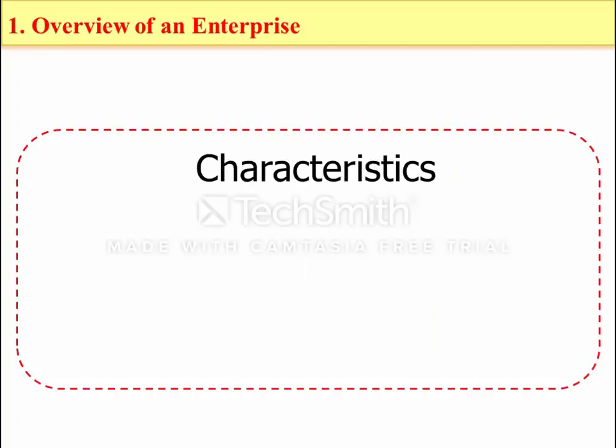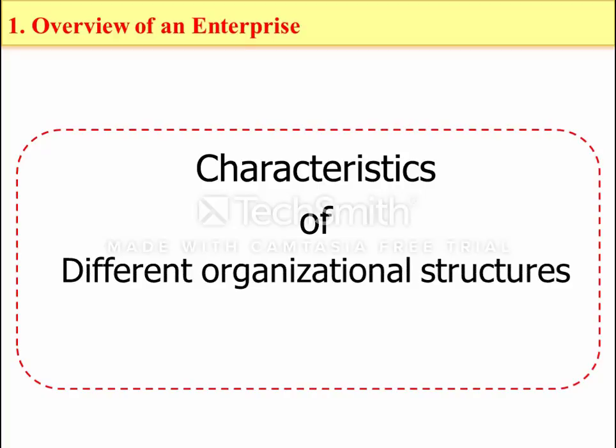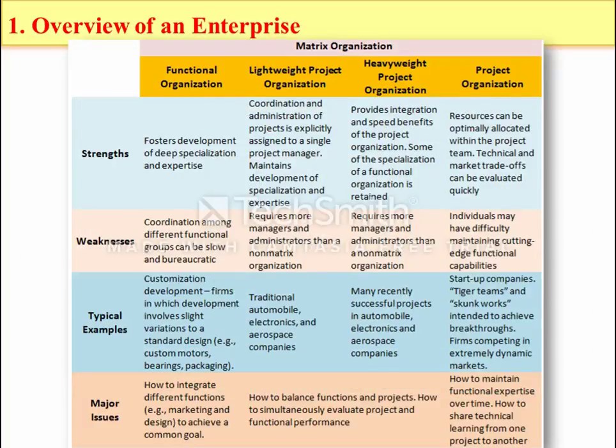Finally, we will learn about the characteristics of different organizational structures. As you can see in the picture, there is a comparison between the strengths, the weaknesses, and the typical and major issues of 4 kinds of organization.